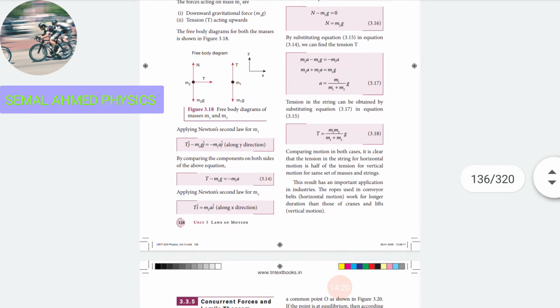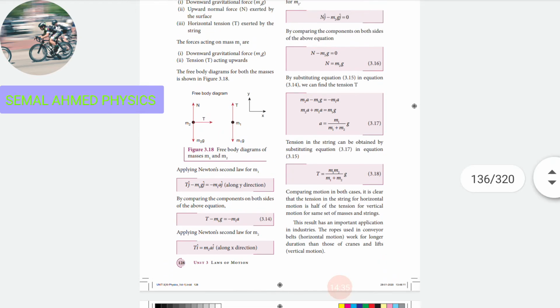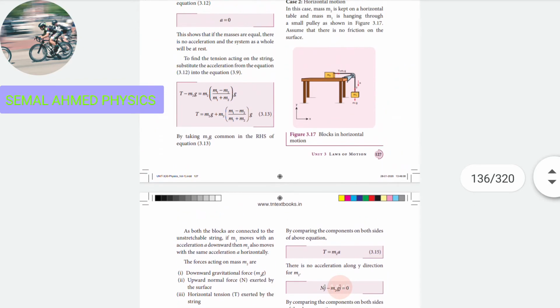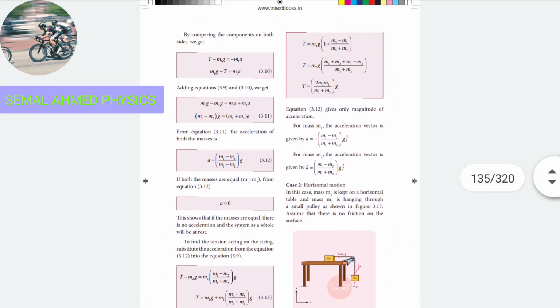So comparing motions on both sides, it is clear that the tension in the string for horizontal motion is half of the tension for vertical motion, for the same set of masses and string. We are taking the same set of masses m1, m2 and string here. So what is the difference between vertical and horizontal? Only half of the tension for horizontal motion. Look at the final relation, half is there, two times is there.